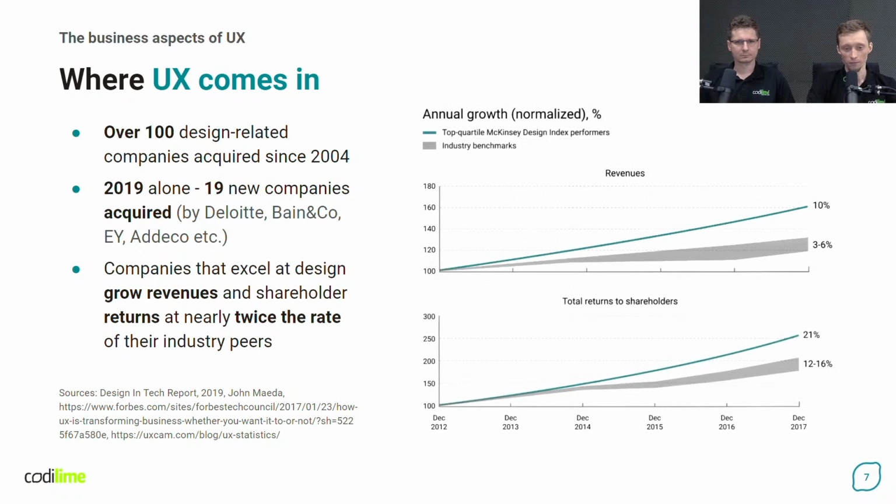Now let's take a look at how companies that focus on design are doing better in numbers. On the right, you can see the two graphs showing the annual growth of revenues and returns to shareholders in percents. The gray area shows the industry benchmarks, while the green line, or the turquoise line, some of you more versed in colors, represents the top quartile of McKinsey Design Index performance. And this index rates companies by how strong they are at design and how that links up with the financial performance of each company. And as you can clearly see, the growth in these tend to be as high as twice the industry average.